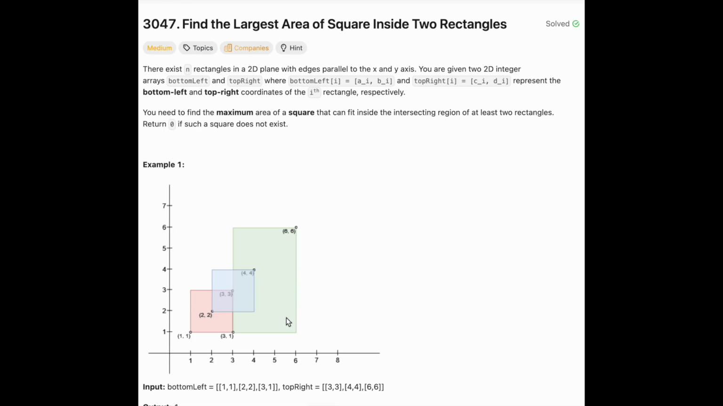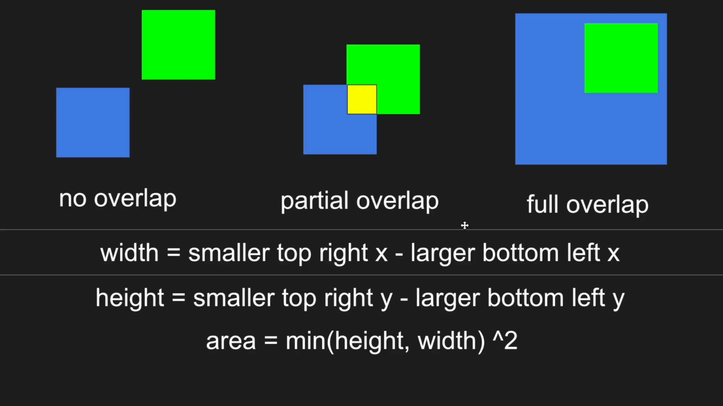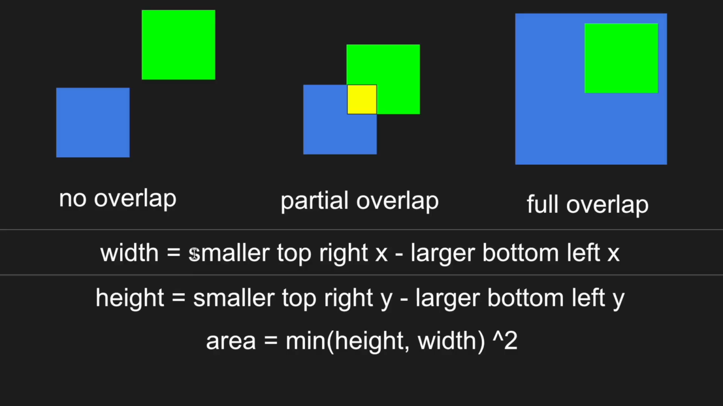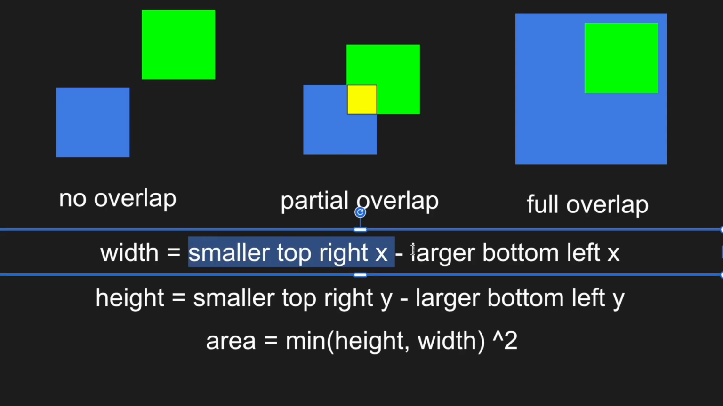So now that we have seen some examples, let's get to how we can solve this problem. So there will basically be three types of scenarios between two rectangles. The first one will be no overlap, the second one will be partial overlap, and the third one will be a full overlap, meaning one rectangle is in another rectangle. But either way, to calculate the width and height that is overlapped, we can use this formula: the smaller top right x coordinate subtracted by the larger bottom left x coordinate.